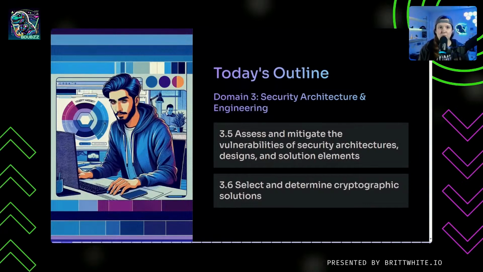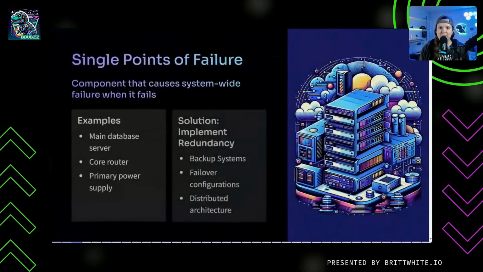First, we'll tackle Objective 3.5: assess and mitigate the vulnerabilities of security architectures, designs, and solution elements. We'll start with general vulnerabilities like single points of failure, then zoom into specific systems like mobile, cloud, and web apps. After that, we'll shift to Objective 3.6: select and determine cryptographic solutions. That's where we'll explore cryptography basics, encryption types, message integrity, digital signatures, PKI, key management, and S/MIME for secure email. So let's jump right in with Objective 3.5.